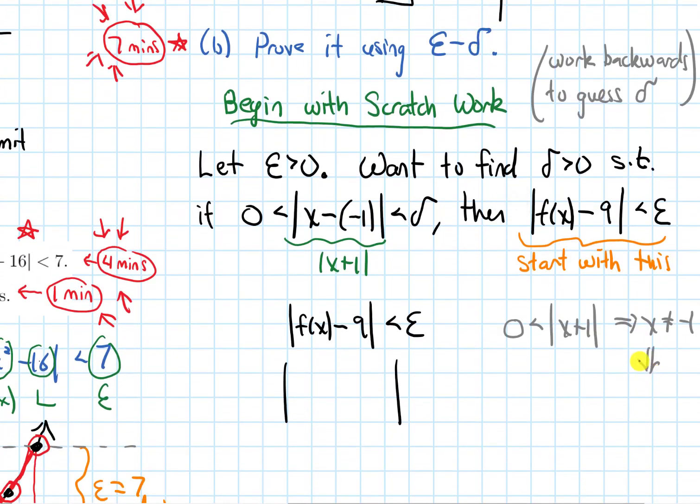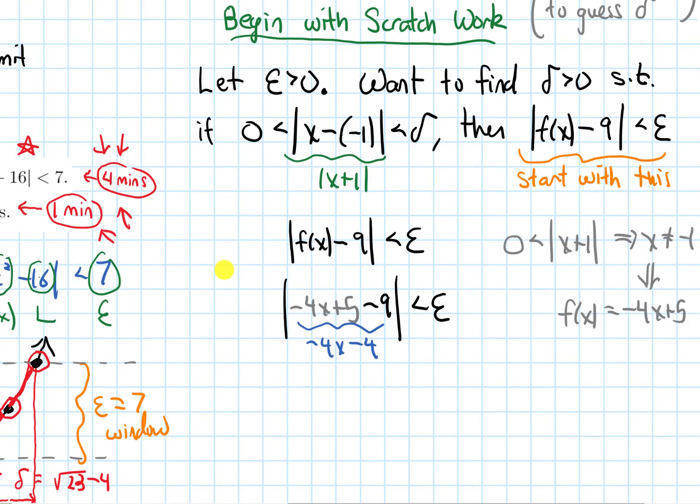Okay, so the fact that x is not negative 1 means f of x is negative 4x plus 5. It's the top piece. So f of x is negative 4x plus 5. And then we have that minus 9. This is less than epsilon. If I simplify this thing in the absolute value, we'll get negative 4x minus 4.